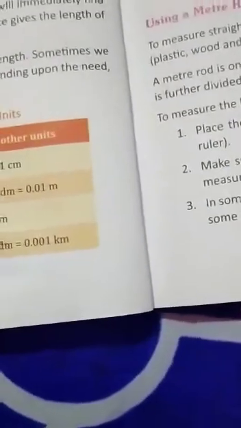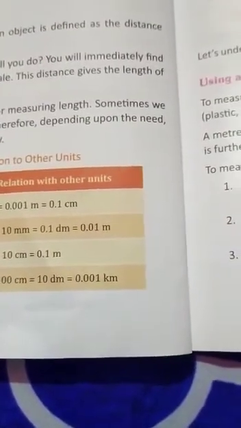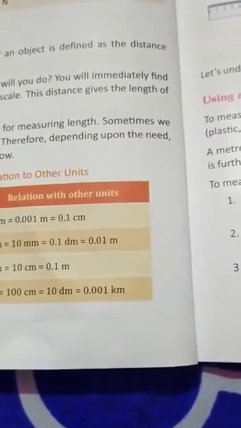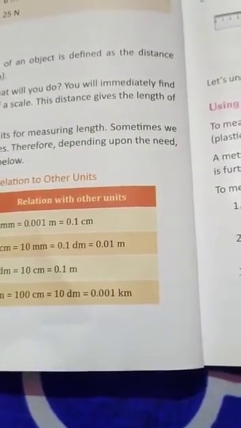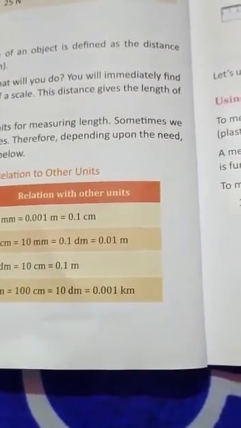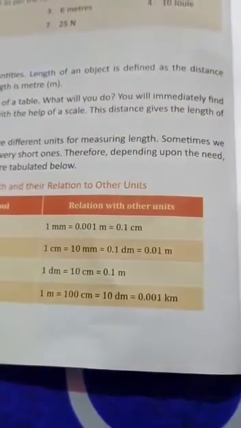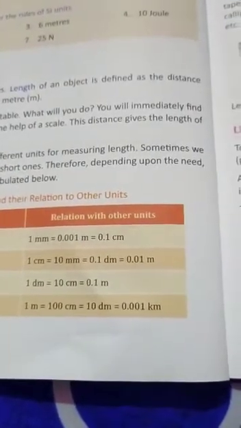Now for measuring length, see table 2.3. 1 millimeter is equal to 0.1 centimeter. 1 centimeter is equal to 10 millimeter, which is equal to 0.1 decimeter, which is also equal to 0.01 meter. 1 decimeter is equal to 10 centimeter, equal to 0.1 meter. 1 meter is equal to 100 centimeter, equal to 0.001 kilometer.